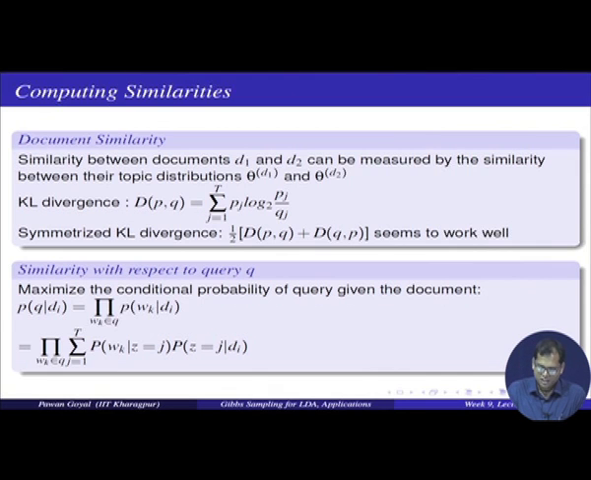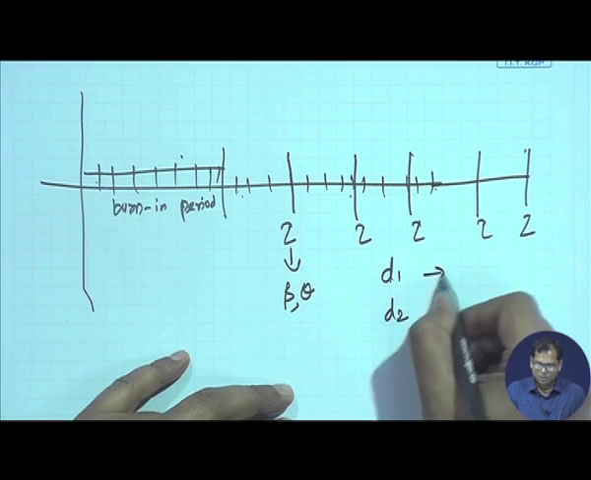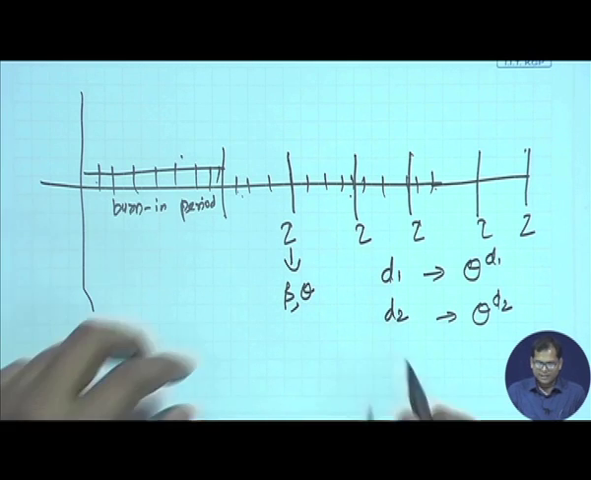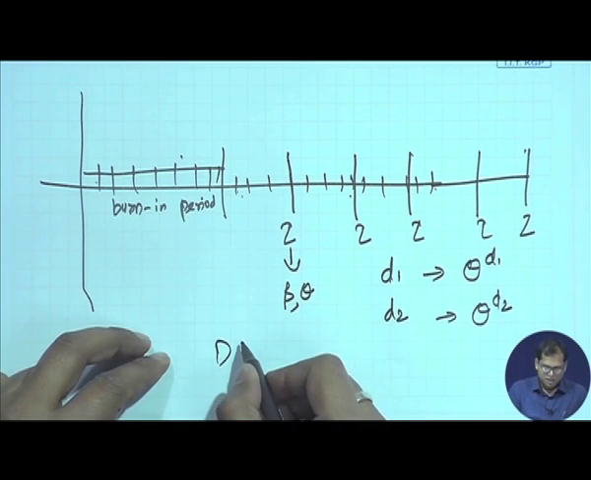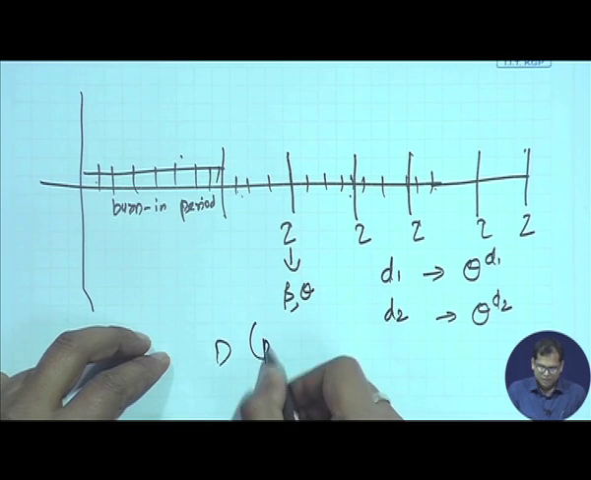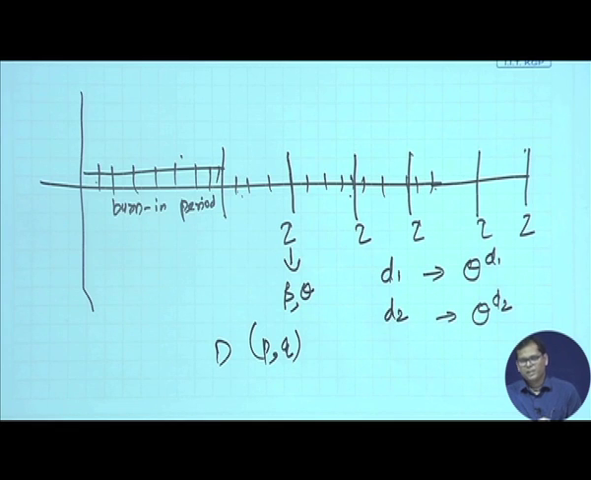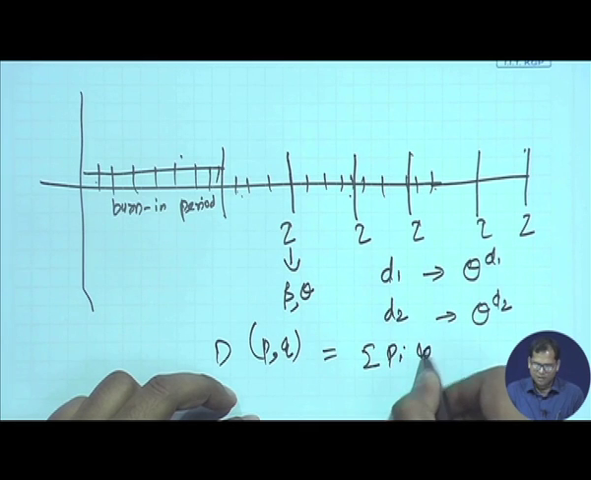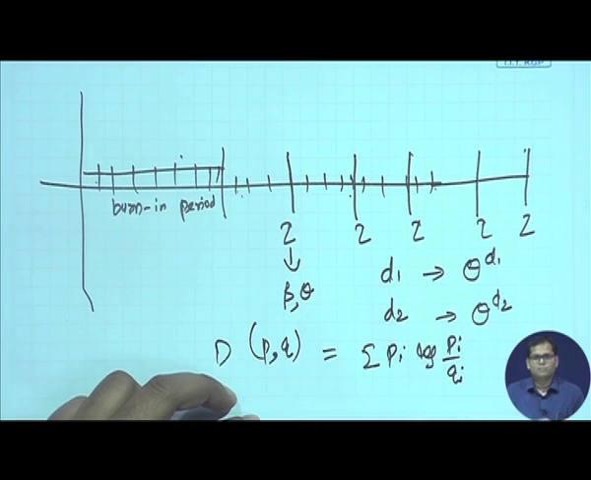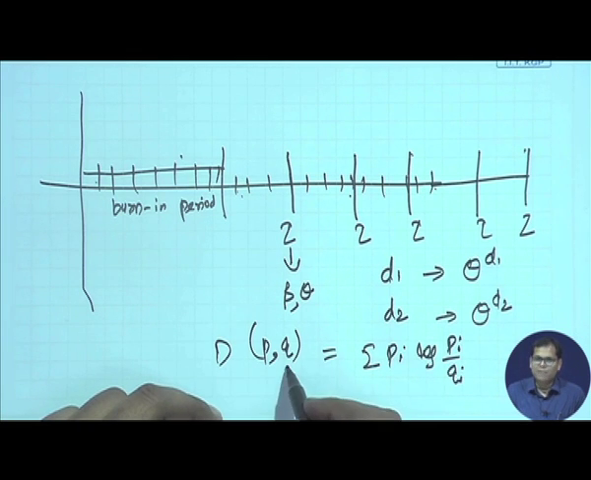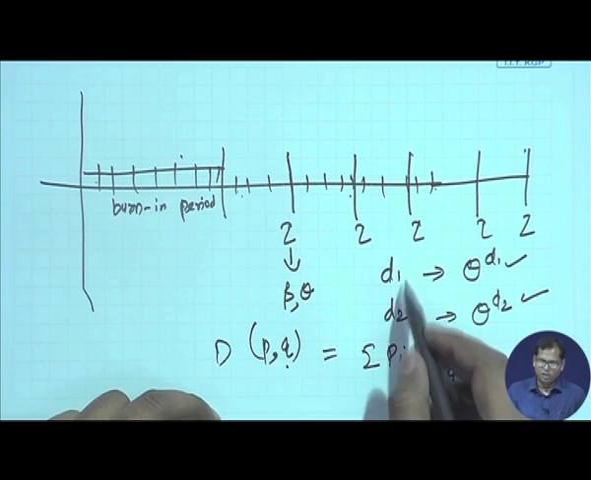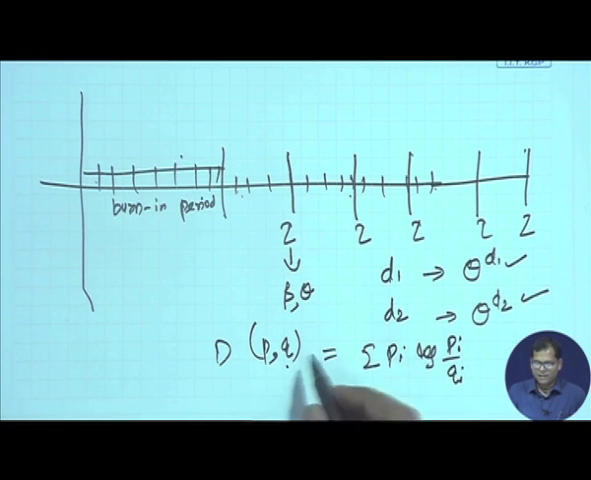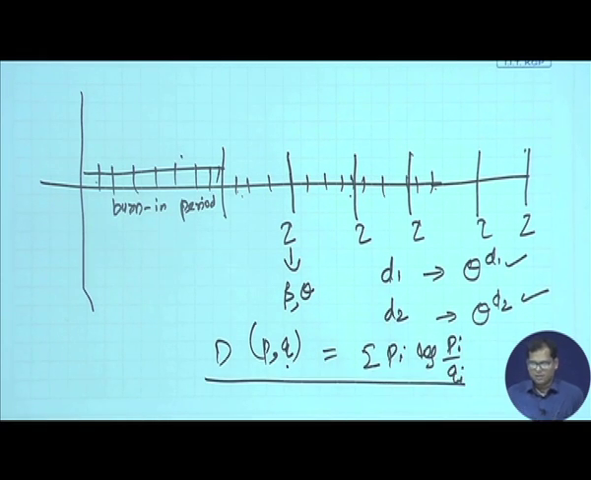So I have 2 documents D1 and D2. I find out what is theta for D1 and what is theta for D2. Now I can say the distance between two distributions P and Q, I can use the KL divergence, summation Pi log Pi by Qi. So I compute the KL divergence between the 2 topic distributions for D1 and D2, and that will give me the distance between the 2 documents. That is one very standard measure of finding out how similar 2 documents are.